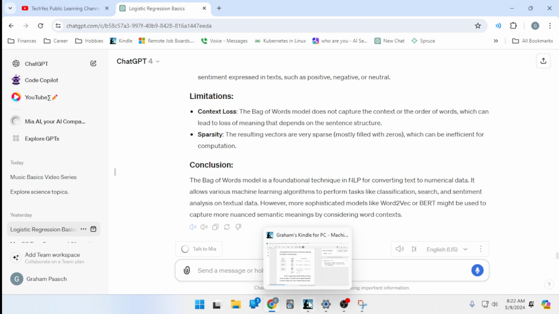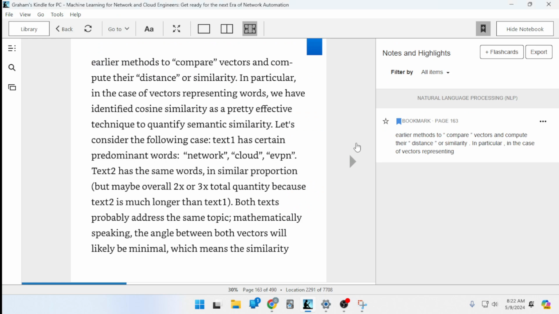Okay, so that looks good. In particular, in the case of vectors representing words, we have identified cosine similarity as a pretty effective technique to quantify semantic similarity. Let's consider the following case.